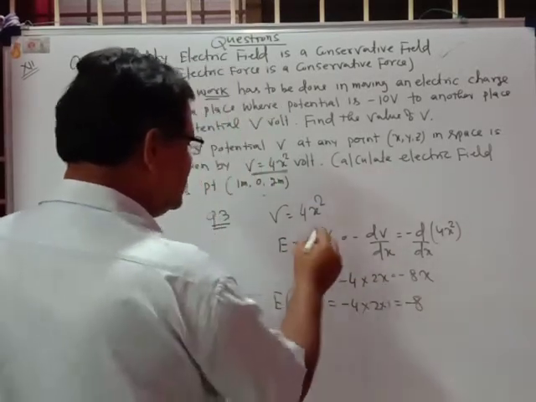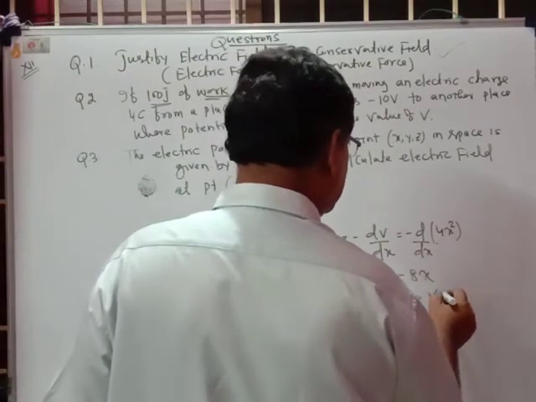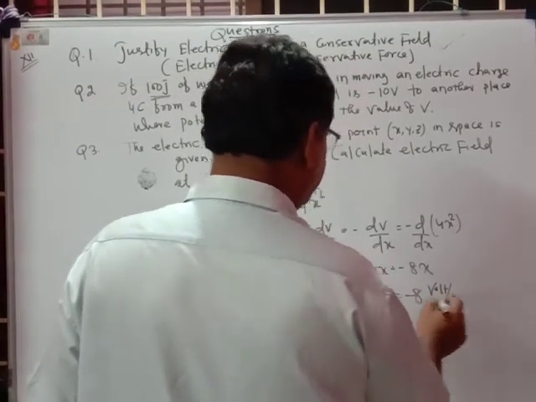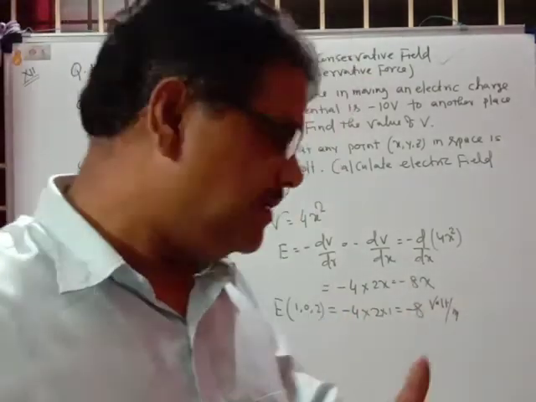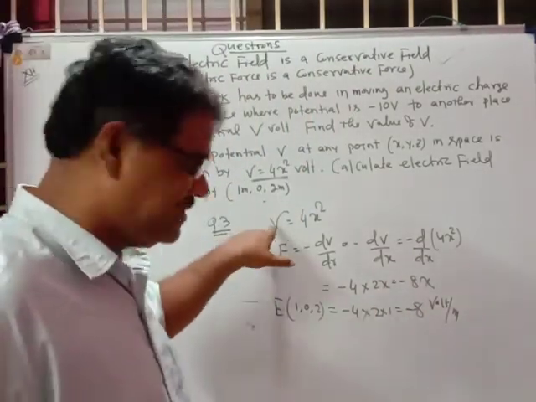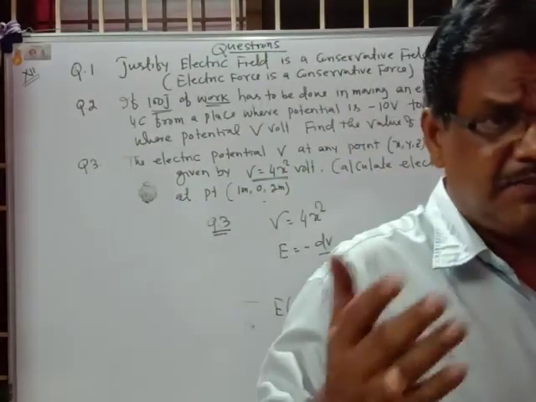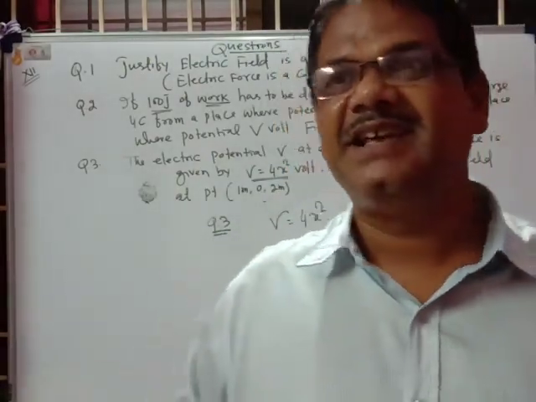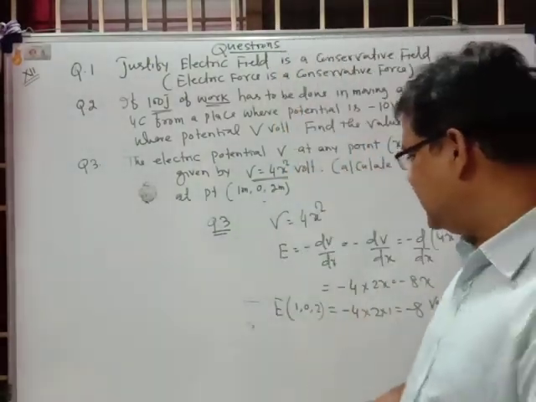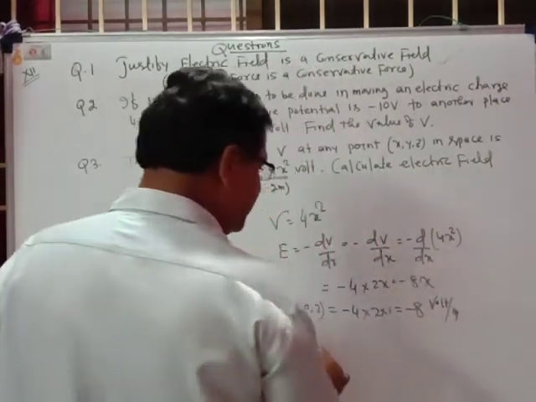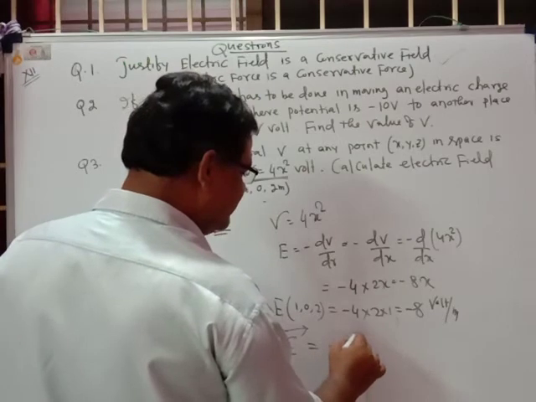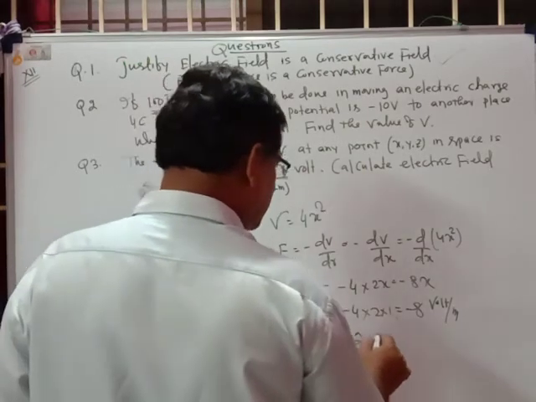What will be the unit? The unit is volt per meter. If you want to give the direction, because the potential is changing with respect to x, you can write the E vector equal to minus 8 i cap volt per meter.